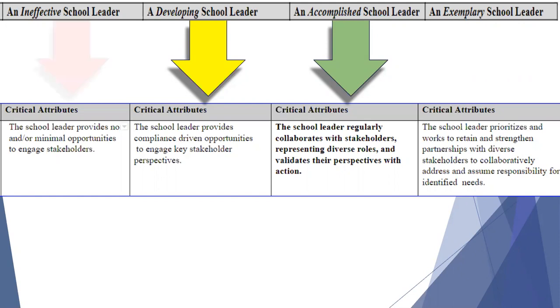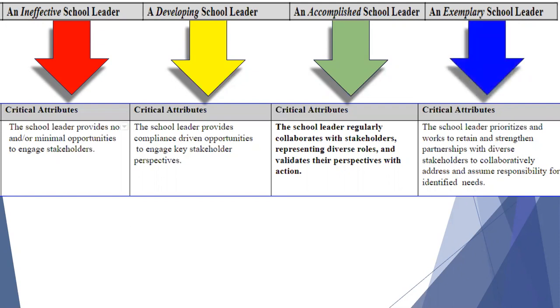Moving on to the lowest level, ineffective, there is clear language that indicates collaboration is a missing link in the leader's practice. Note the words no and/or minimal. The exemplary performance level exceeds the goal. Observe the language that evaluates performance, prioritizes, retain, and strengthen partnerships, and collaboratively address and assume responsibility are all linguistic clues that project exemplary practice. To emphasize again, accomplished is the goal.